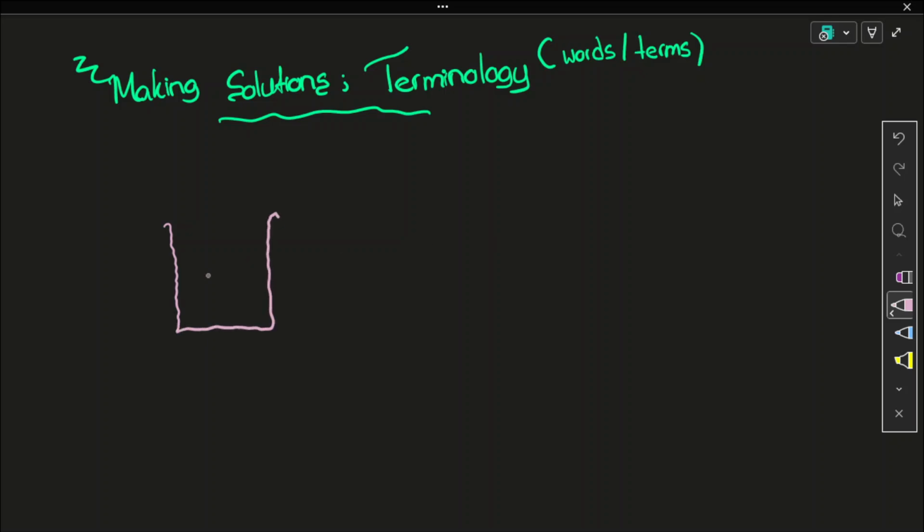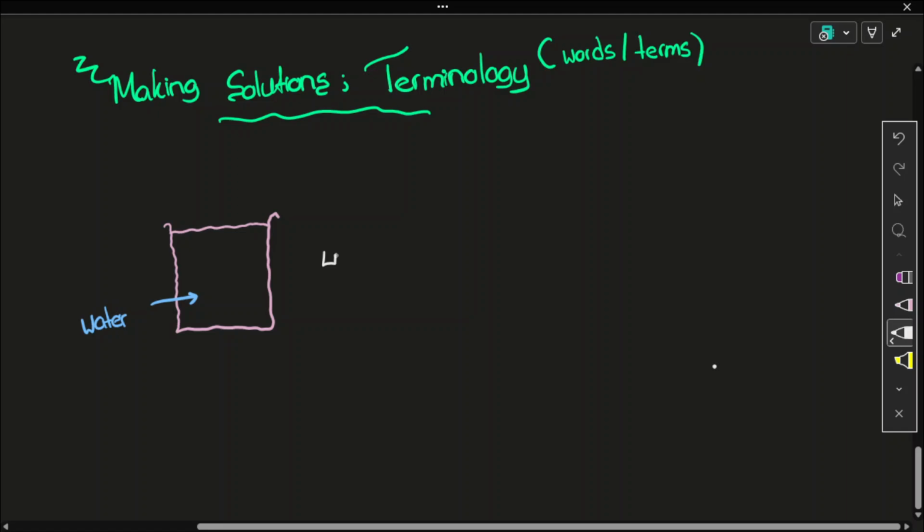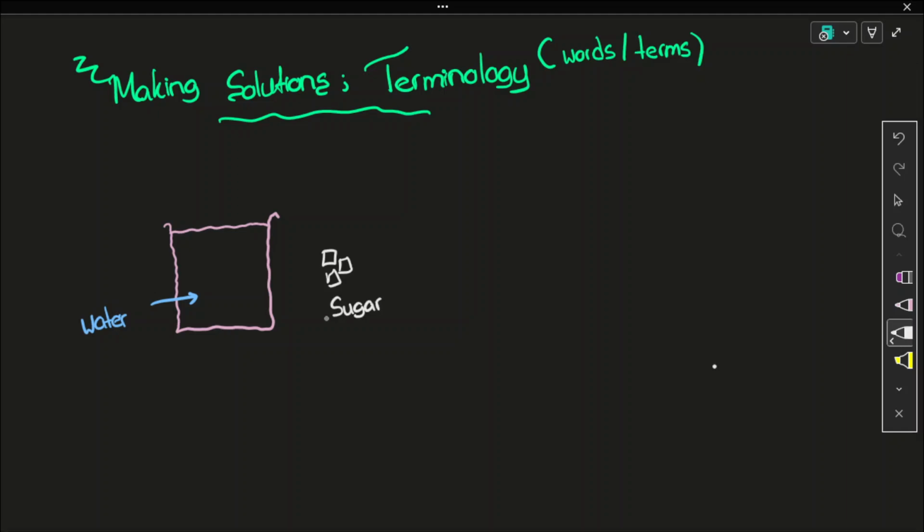First of all, I want you to look at this. This is your day-to-day beaker. And inside your day-to-day beaker, I'm gonna put water. All right, I just put water. And then I'm gonna take, perhaps you might like it, you might not like it, but this is sugar. And I'm gonna add this sugar into this beaker as well.